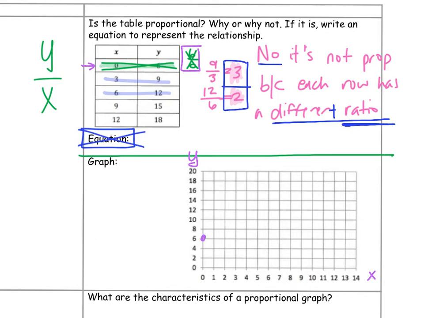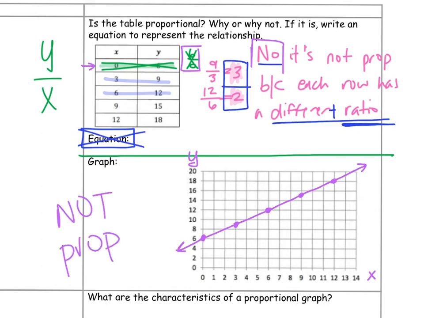Then we have the 3, 9. 9 is between 8 and 10, so we kind of have to estimate. 6, 12, 9, 15, and 12, 18. And then using your straight edge, connect these dots and make sure that you put arrows on the end. And notice in this graph, it is not proportional.